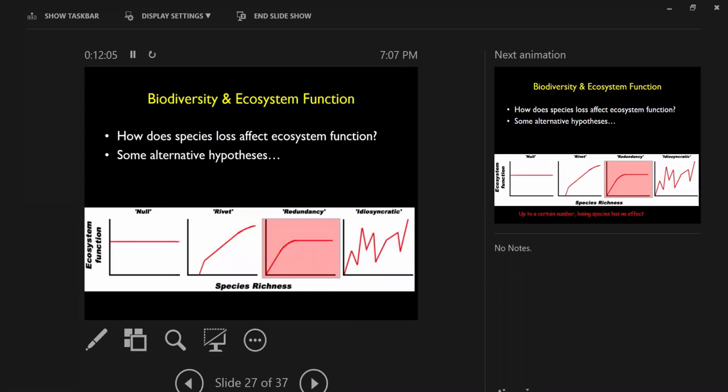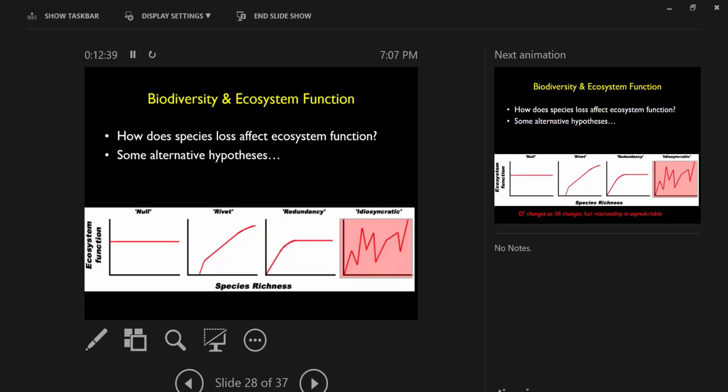The redundancy hypothesis. This is the idea that we have certain species doing the same thing in an ecosystem. So we can lose some of those species, but if there are other species doing the same thing, our measure of ecosystem function will be unaffected. But then we get to a point where we don't have any multiple species left doing the same thing in an ecosystem, and then when we lose a species, there's associated loss of ecosystem function. So redundancy basically says, like, yeah, first you can lose a few species and not affect the ecosystem, but eventually it will.